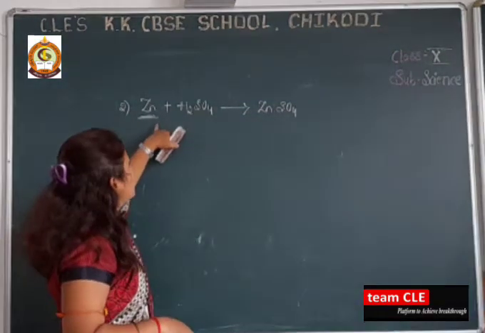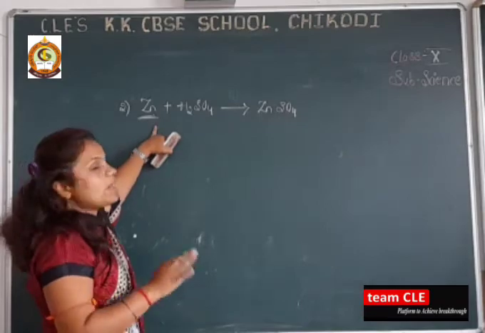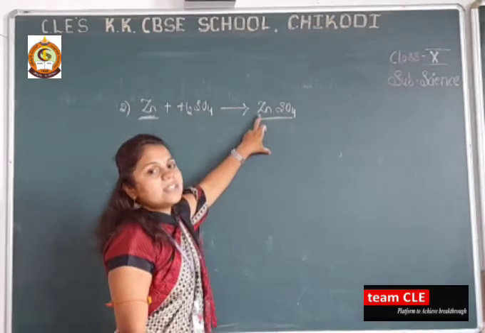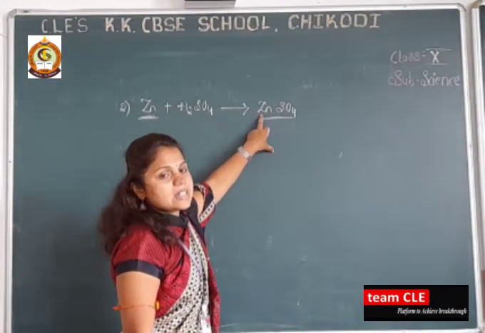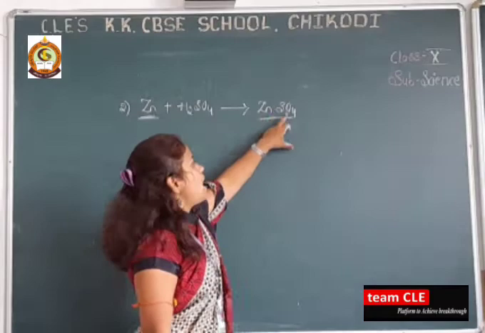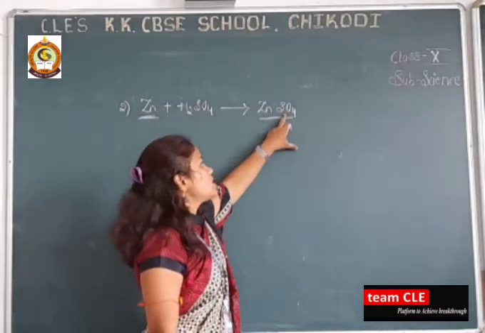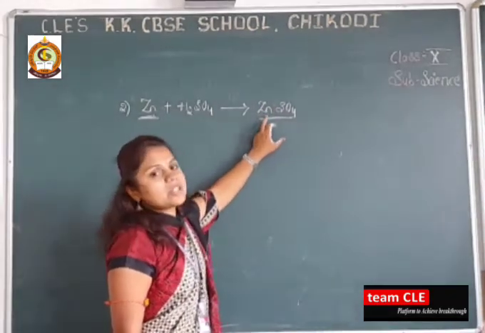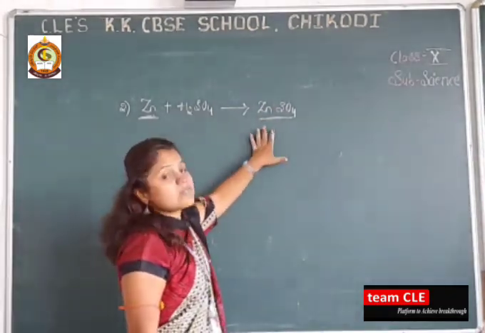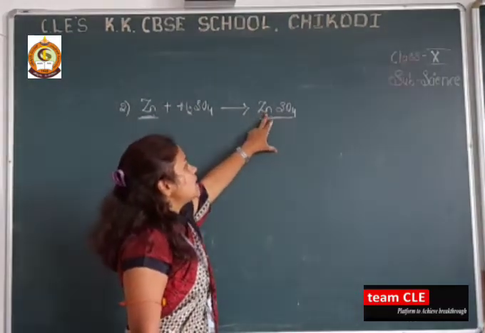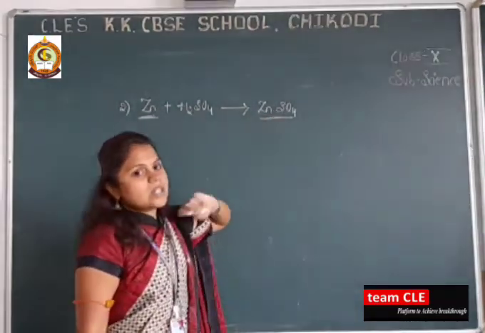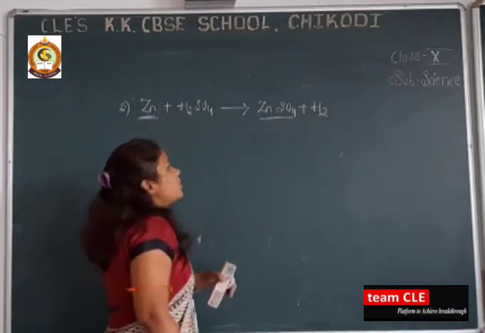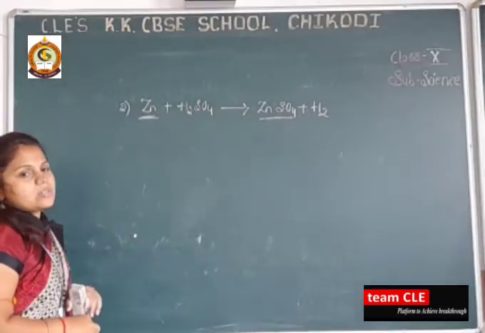What I would like to share with you is that while writing the product form, always write the positive element first, because zinc is a cation with a plus charge and SO4 is an anion, so it is minus. So always write it that way, because they form an ionic bond. Okay, so this is one of the salts. So here the product is ZnSO4 with the evolution of hydrogen gas.